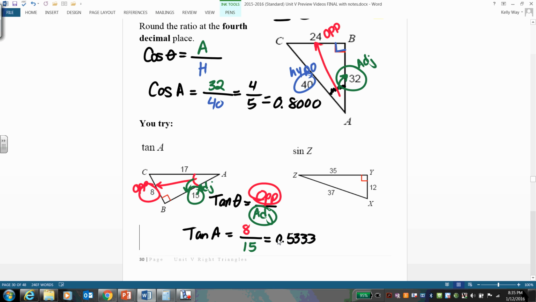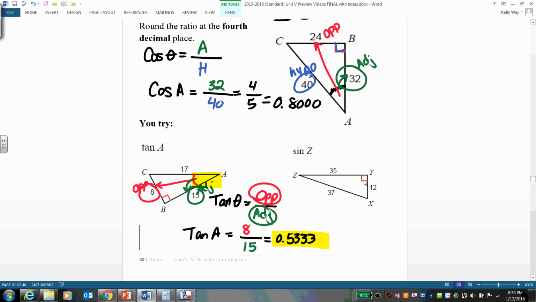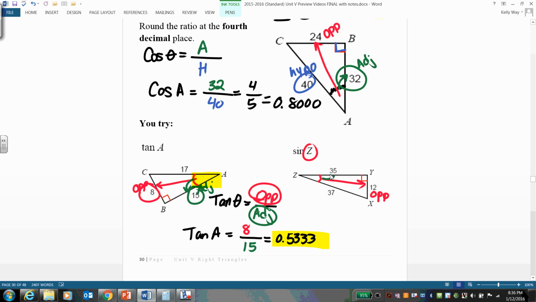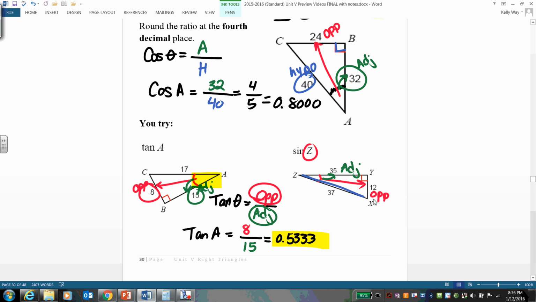So this would be considered the tangent ratio of angle A in this triangle. Now with the sine ratio of angle Z, so there's Z, that makes 12 the opposite. That makes 35 the adjacent. And that makes 37 your hypo.